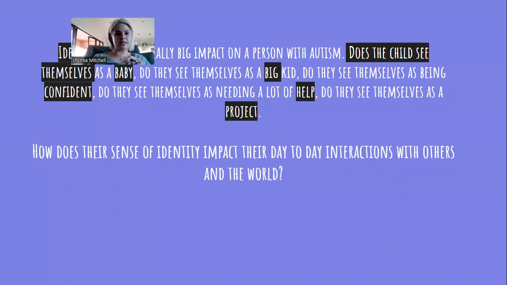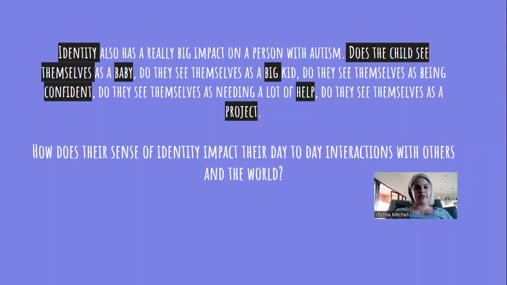The next is identity. So this also has a really big impact on a person with autism. Does a child see themselves as a baby? Do they see themselves as a big kid? Do they see themselves as being confident? Or do they see themselves as needing a lot of help? And as they get a little bit older and they're starting to understand a bit more, are they beginning to see themselves as a project? So how does their sense of identity impact their day-to-day interactions with others and the world?